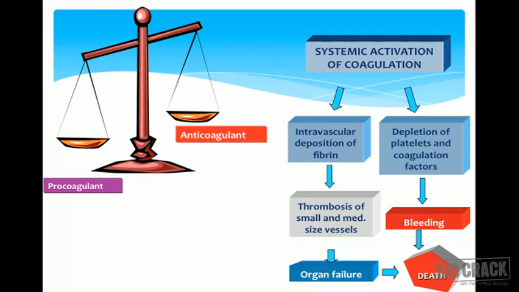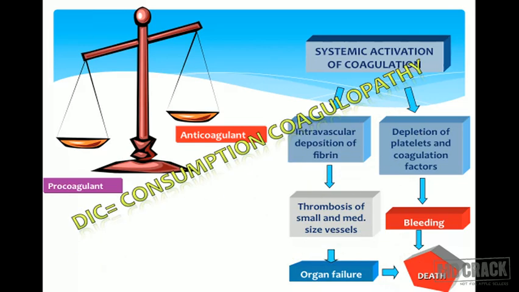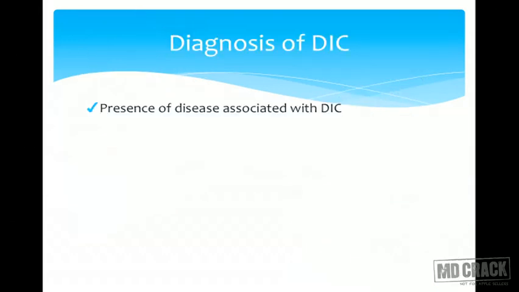As the platelets are consumed in this process, it's also known as consumption coagulopathy. So DIC is also called consumption coagulopathy. What is consumed? Platelets are consumed, coagulation factors are consumed. So how to diagnose DIC? To diagnose DIC, you have to suspect the presence of underlying disorders that are making the patient manifest the signs and symptoms of DIC.